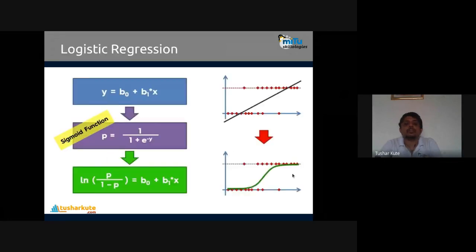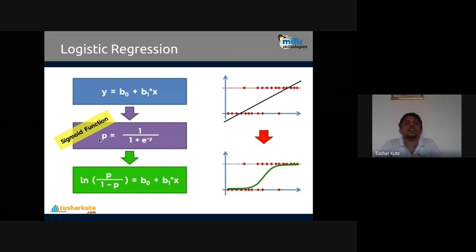Now this linear regression is converted into a curve-based regression called logistic regression, with the help of a formula called the sigmoid function. You can see the sigmoid function formula I mentioned here. We have y equal to b0 plus b1x, and it is transformed into the format p equal to 1 divided by 1 plus e raised to minus y. This is our sigmoid function.